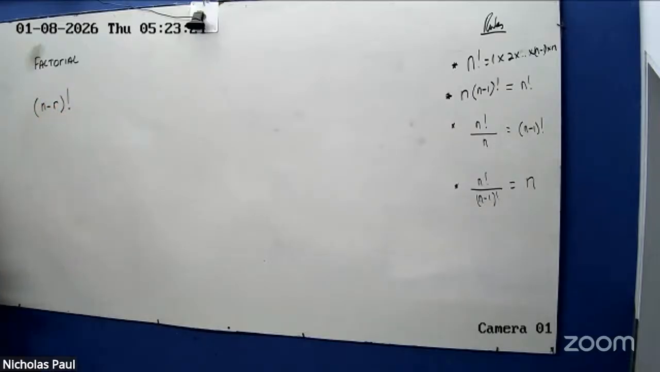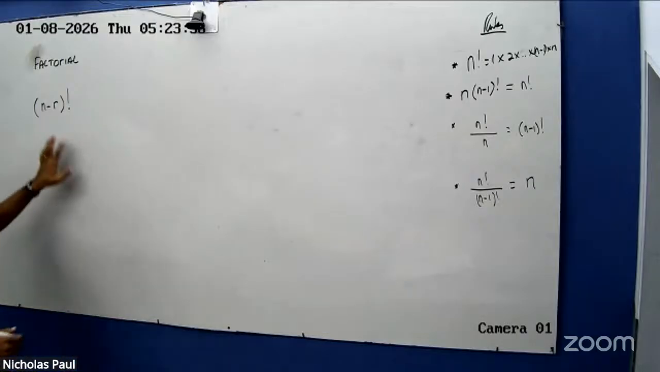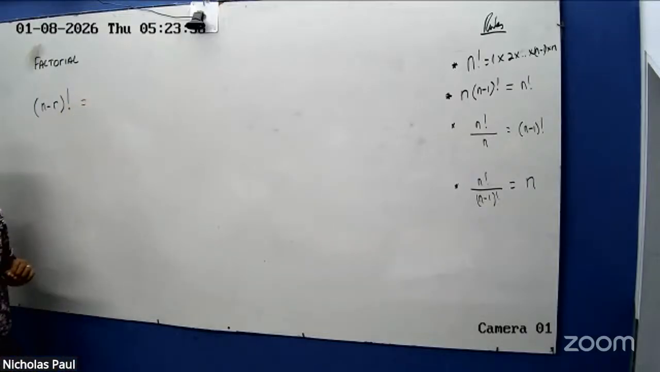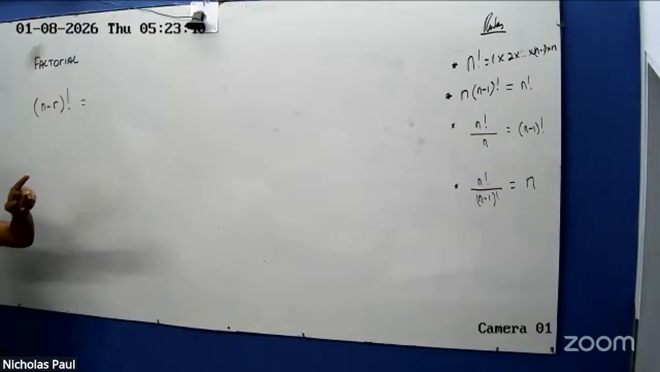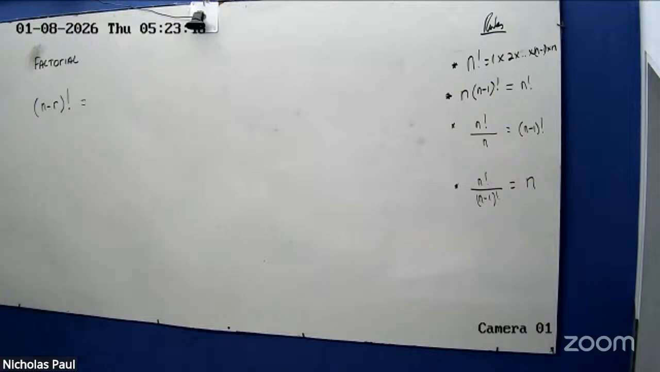Let's say we have something like n minus r, n minus r factorial. Can you use rule number 2 and tell me what this might be equal to? Using rule 2, try first.